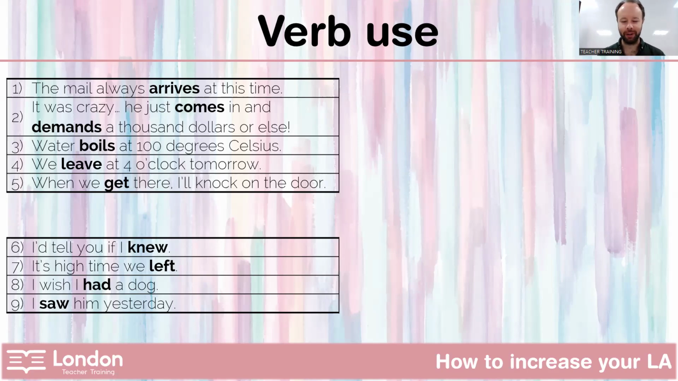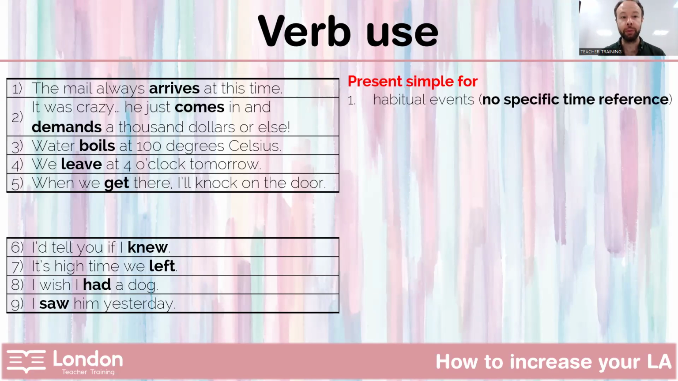All right. So for you English teachers out there, I'm sure this would have been no problem. But let's have a look. We'll go through the uses. So here we have present simple for, well, the first one, the mail always arrives at this time: habitual events, with no specific time reference. It just happens every day.